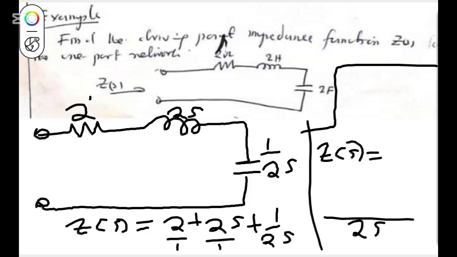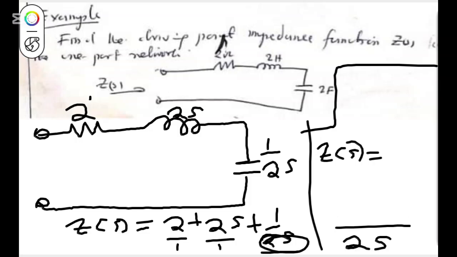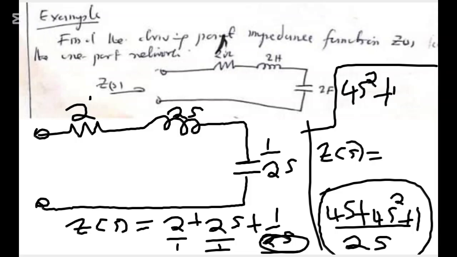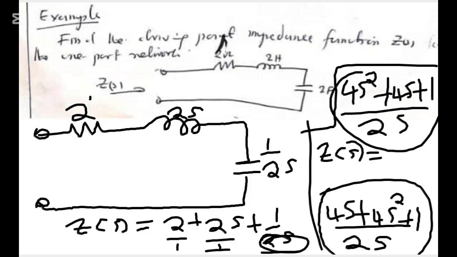So I will say 2S. This 2S into 1, I'll have only 2S multiplied by 2, which is 4S. Plus 2S into 2S, I will get 4S squared. And plus 1 multiplied by 1, it will give me 1. So this is the solution of the first question: Z(S) equals 4S squared plus 4S plus 1, divided by 2S.